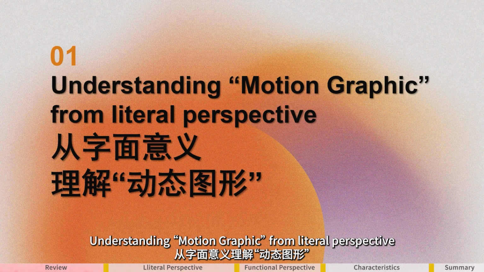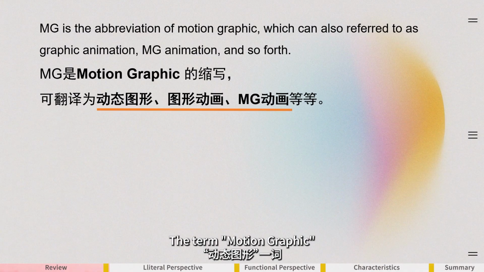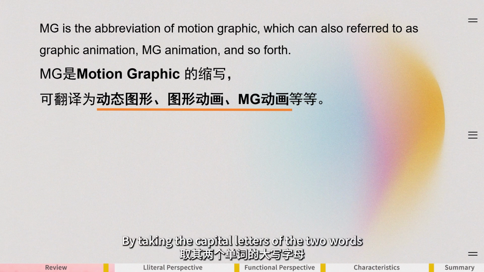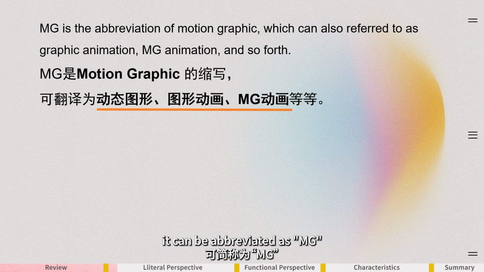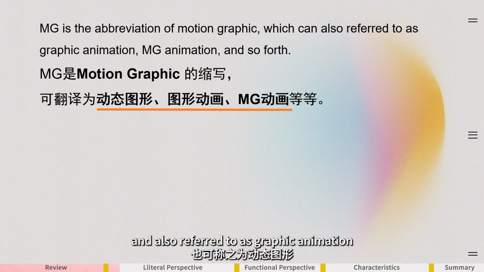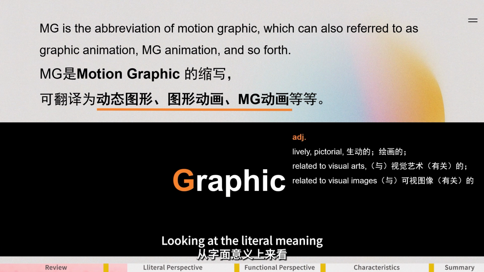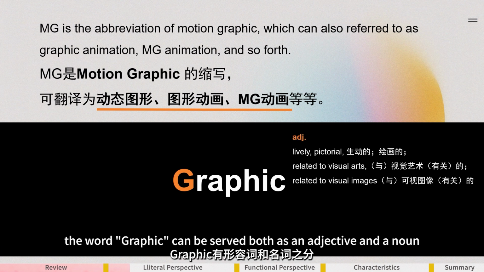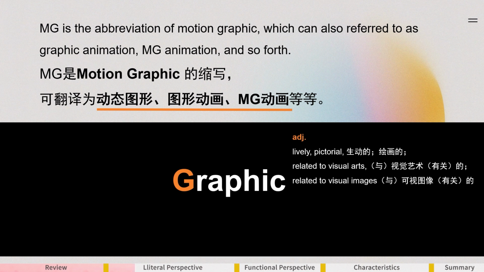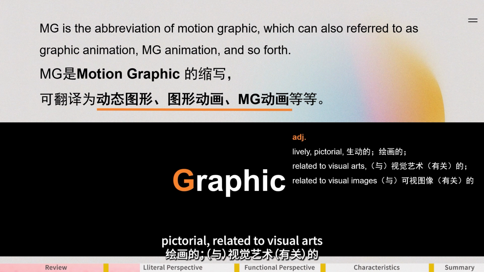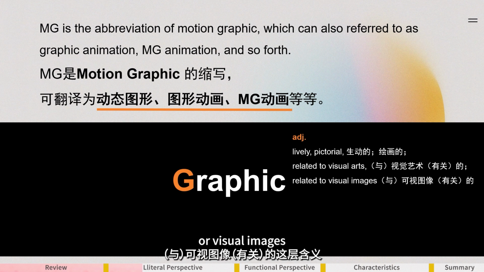Understanding motion graphic from a literal perspective. The term motion graphic originated from English. It can be abbreviated as MG by taking the capital letters of the two words, and also referred to as graphic animation, MG animation, and so forth. Looking at the literal meaning, the word graphic can serve as both an adjective and a noun. As an adjective, graphic conveys meanings such as lively, pictorial, related to visual arts, or visual images.